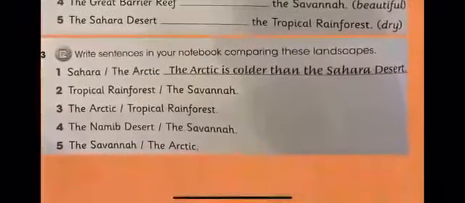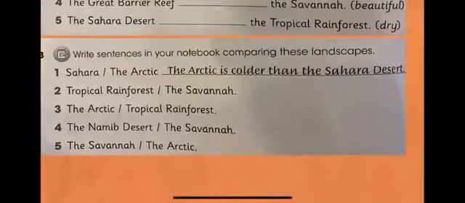Then the next one is: write sentences in your notebooks comparing these landscapes. Some landscapes are given over here, 2 landscapes. So it means that we have to use comparatives to compare them, because it's a comparison between 2 things, 2 places. When there's a comparison between 2, then we use comparatives, and if it's more than 2, then superlatives.